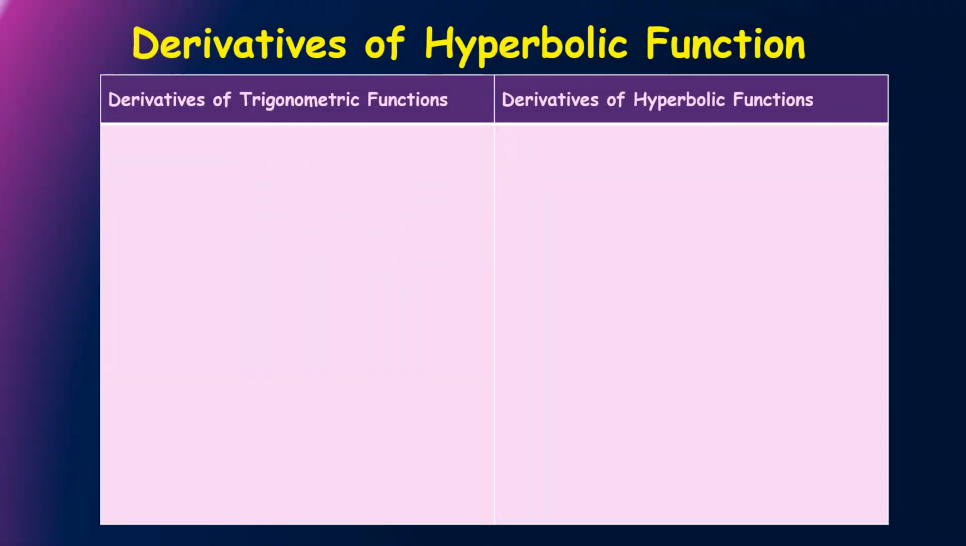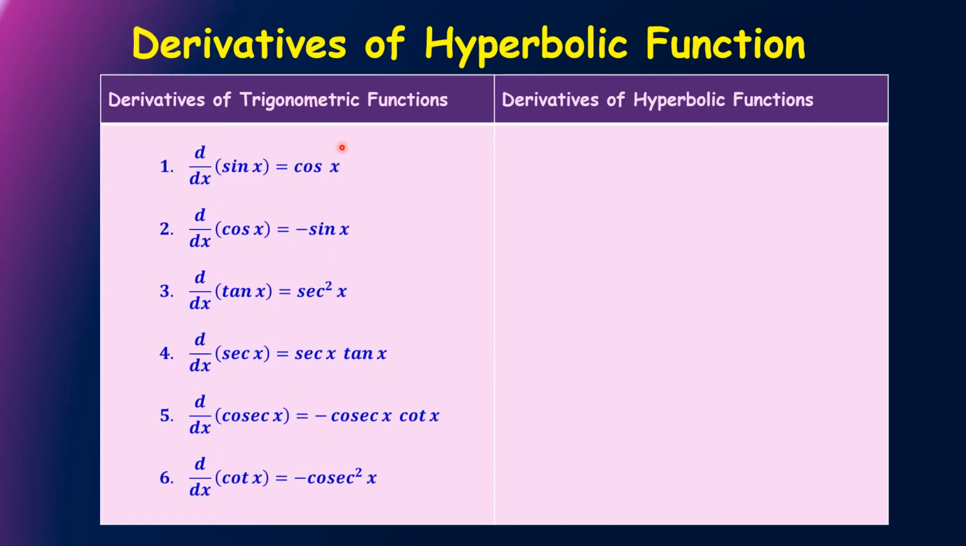In the previous calculus 1, you learned the derivative of trigonometric functions. Your understanding of the derivative of trig functions is very helpful to perform the derivative of hyperbolic functions. Let's look back at the formulas for the derivative of trigonometric functions. We have 6 formulas.